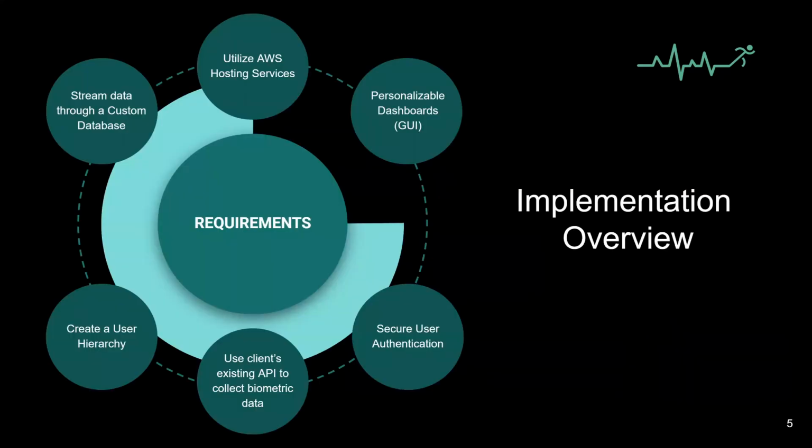And there's a few key requirements driving our implementation process. The most important is that we want this wellness platform to be personable to each coach. There should be different dashboards depending on if it's a coach or just an athletic trainer; there's like a hierarchy that we will create with our user authentication, but it all needs to be customizable. And we'll do so using AWS hosting services. And we also have a custom database that we're streaming the data through. And we have to use the client's already existing API that they have in place that is already collecting this biometric data from these wearable devices.